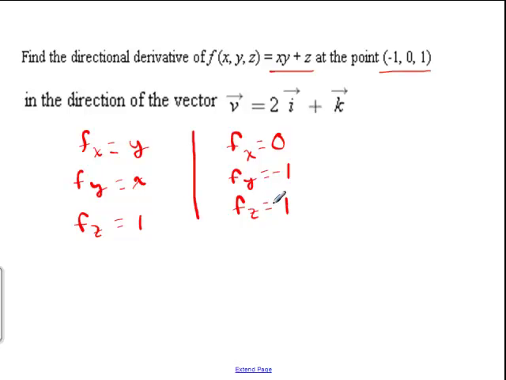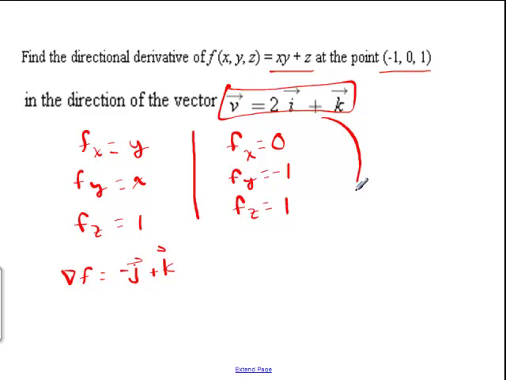So therefore, my gradient vector would be negative j plus k. And now we want it in the direction of this vector, v. So we need to take vector v and make it a unit vector. So 2i plus k all over root 5.